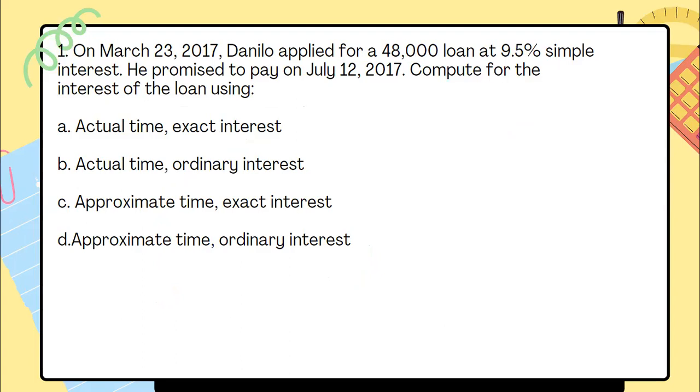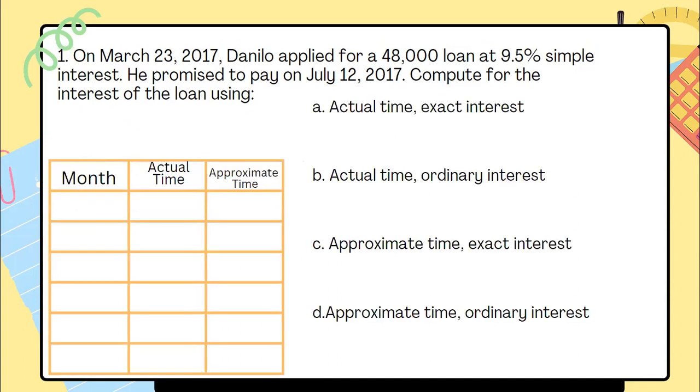Compute for the interest of the loan using the four kinds of interest that we will get. First, actual time, exact interest. Second, actual time, ordinary interest. Then letter C, approximate time, exact interest. Then approximate time, ordinary interest. Okay? So these four are what we will solve. Now before that, let's analyze the problem first.